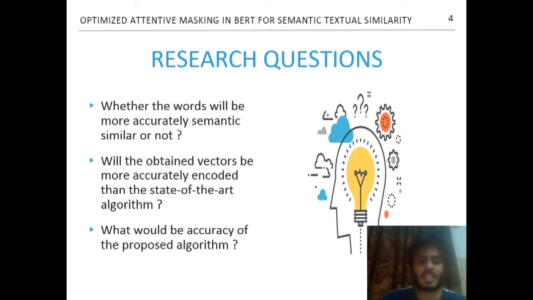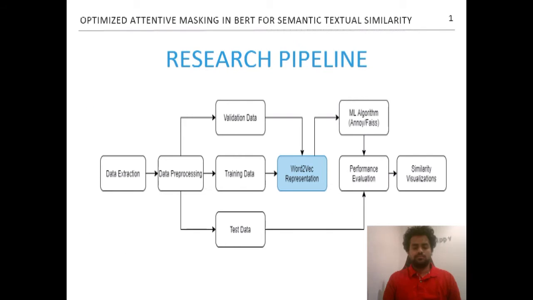Another question that arises is, what would be the accuracy of the proposed algorithm? We will compare the accuracy of the modified algorithm with the state of the art algorithm, and we'll see what the impact of the modification is on the accuracy of the algorithm. Research pipeline. The diagram that you see in front of you is the research pipeline that is followed in most machine learning algorithms.